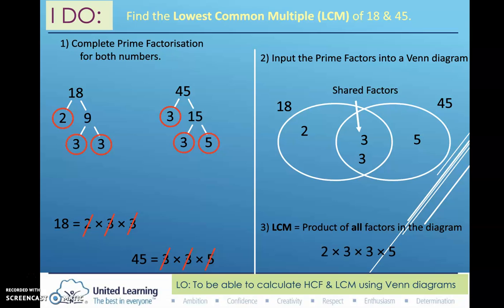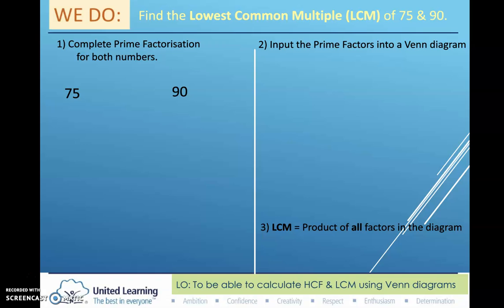So to calculate the lowest common multiple, you need to multiply all the numbers in our Venn diagram, all the factors in the diagram. So it's 2 times 3 times 3 times 5, which gives us 90. So now, I would like you to pause the screen, use that method, and try and calculate the lowest common multiple for 75 and 90 using our prime factorisation method. Give yourselves 3 minutes for this.